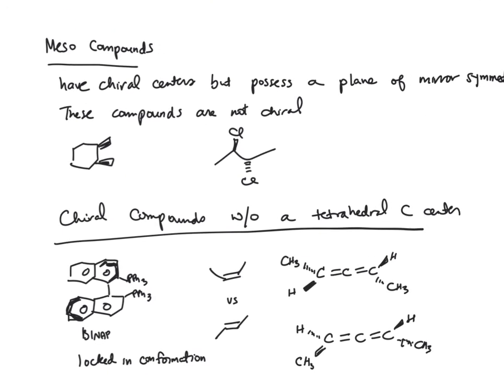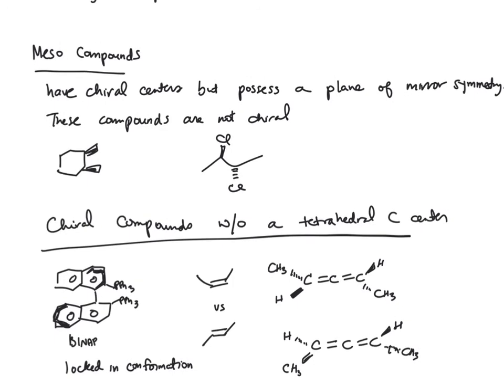Meso compounds are an interesting class of molecules because they have chiral centers, but they themselves are not chiral. If you look at this compound, it definitely has 2 chiral centers, but what it also has is a plane of mirror symmetry that dissects the molecule in half.